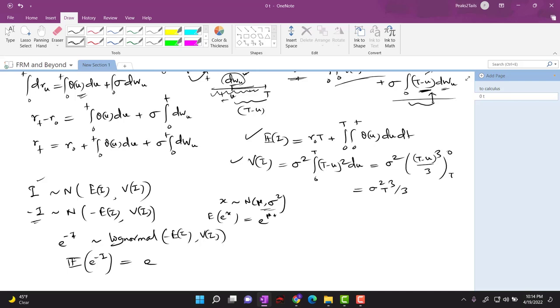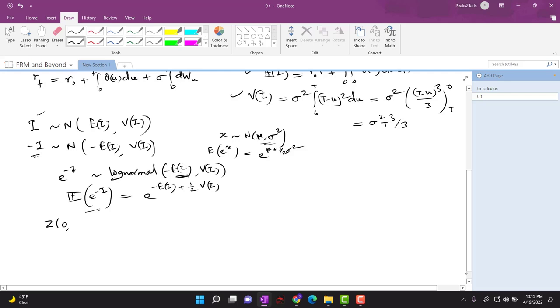You can check in Wikipedia or any standard textbook. So the expectation of this log normal distribution will be e to the power mean, which is this, plus half of variance, which is this. Now, this is the price of the zero coupon bond. So let's simplify. We can write the zero coupon bond price as e to the power, this thing, minus E of I plus half V of I.